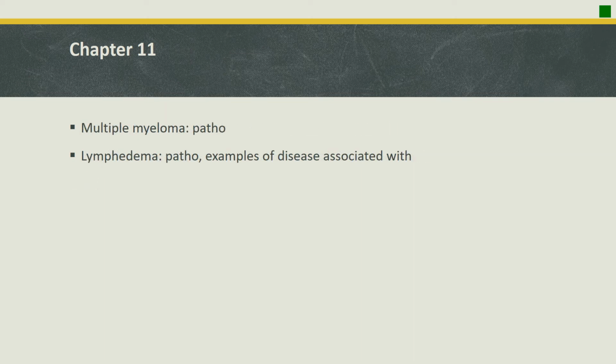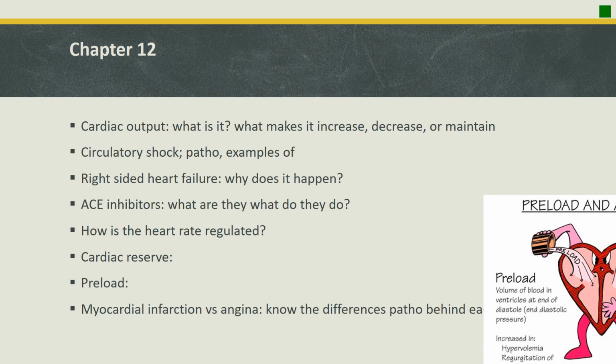All right, moving on to chapter 11. This is short and sweet. Yeah, not really, because you have to know so much, but multiple myeloma. What is the patho behind that? Which cells are involved? Lymphedema. What is the patho? Give some examples of diseases associated with this.